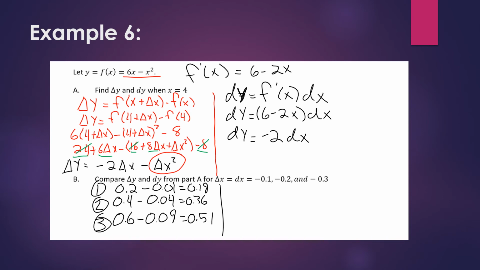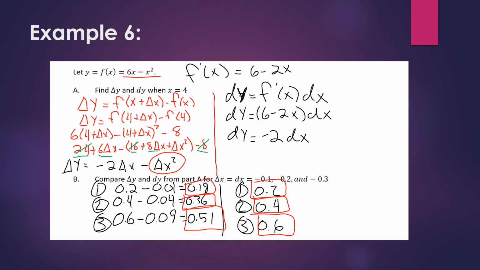And let's check our dy's. Well, we should get the exact same thing. We're going to get 0.2, 0.4, and 0.6. So again, if we make the comparisons, these are pretty close. Of course, the bigger our dx gets, or our delta x gets, the further our answers are apart. But the smaller our dx is, or our delta x is, the closer our answers are.